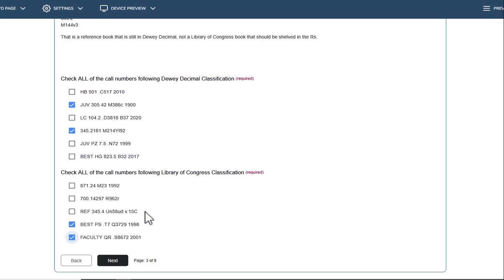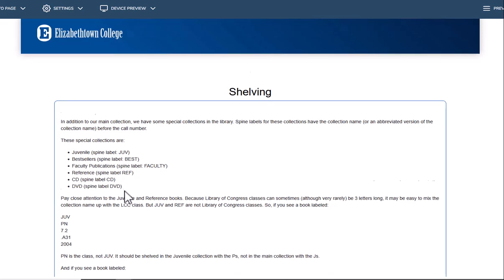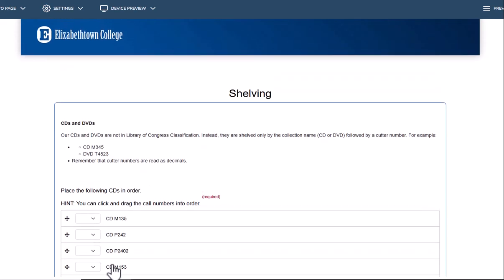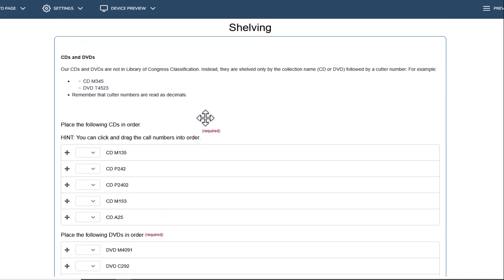Basically what you need to do is memorize the very few number of special collections that we have and the thing that precedes those special collections, and then if you see that, don't count that as part of the regular call number. And here they are. So JUV for juvenile, BEST for bestsellers, faculty for faculty publications, REF for reference, CDs and DVDs, which are just CD and DVD. Okay, and we're going to hit next, and if any of those were wrong, that will be embarrassing. Okay, good, we're good.